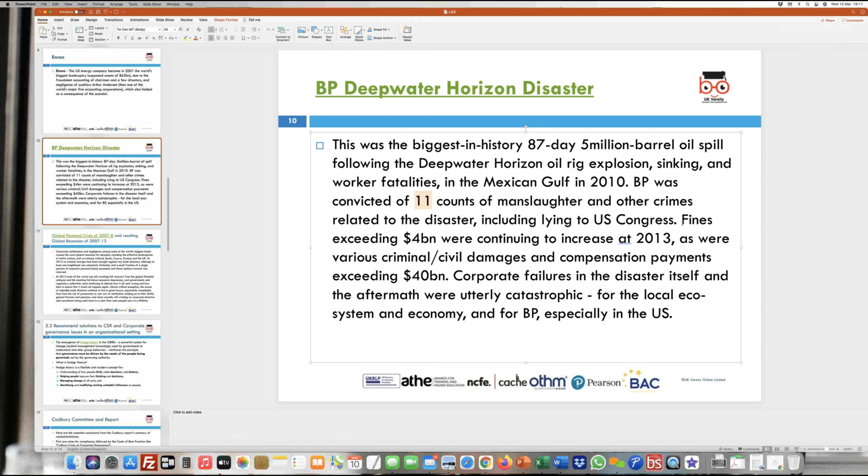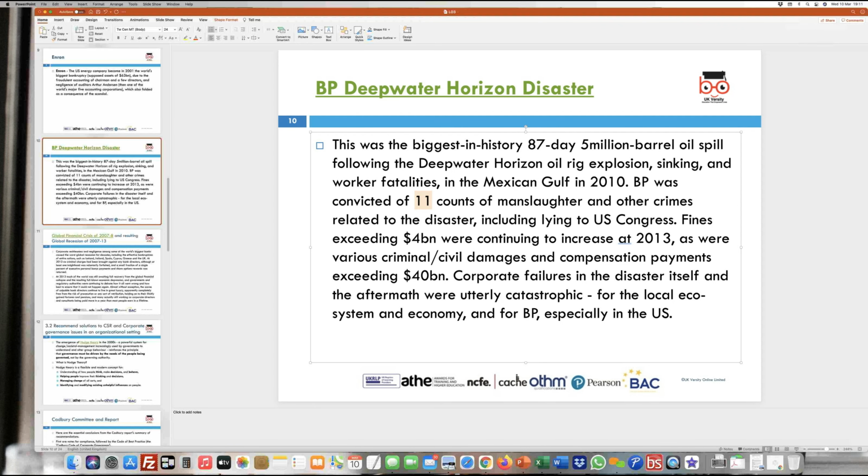There were fines imposed by the U.S. Congress of up to $4 billion, and they were further increased, and the liability and compensation bill which BP had to foot over a 10-year period is $40 billion U.S. dollars. This is one of the biggest corporate disasters or failures which has happened, which took BP almost to the verge of bankruptcy.